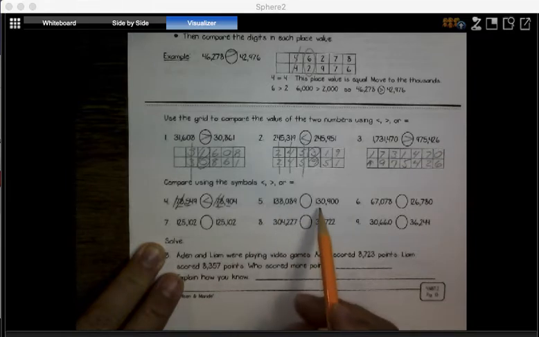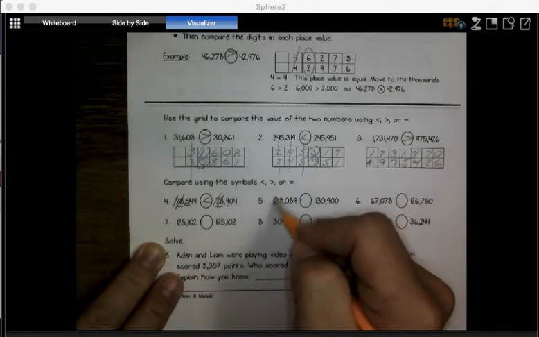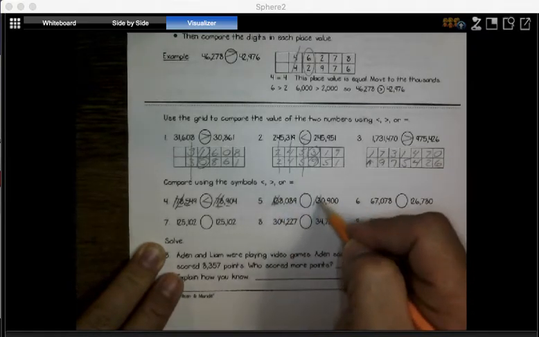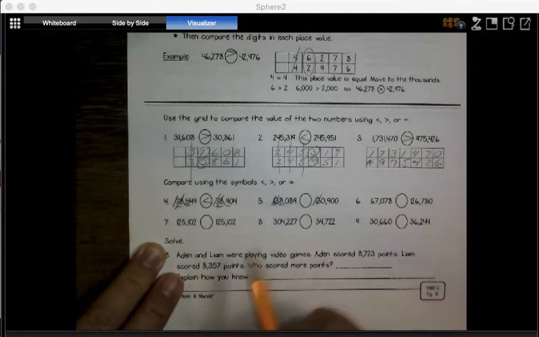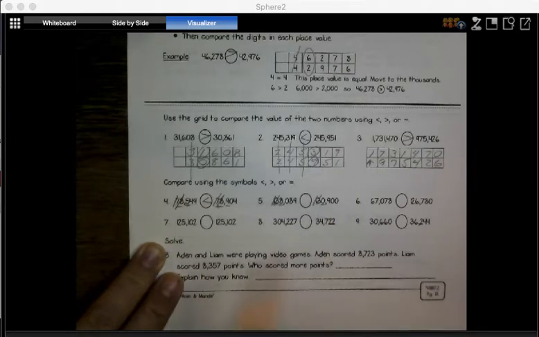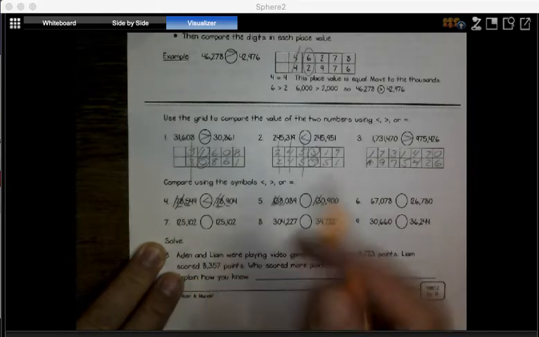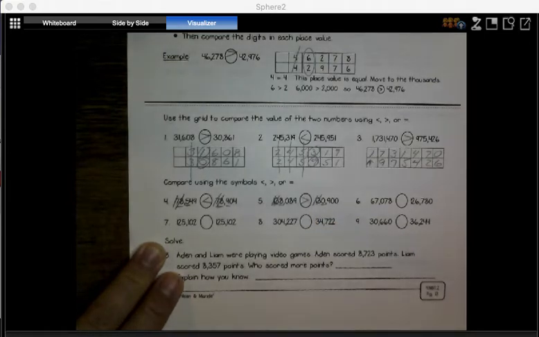Number 5, 138,089 compared to 130,900. Once again, our first two digits for each are the same, but now we have an 8 in the thousands place value in the first number, and we have 0 in the second. So now we know the first number is greater. I'm going to go through without talking and just take a look.